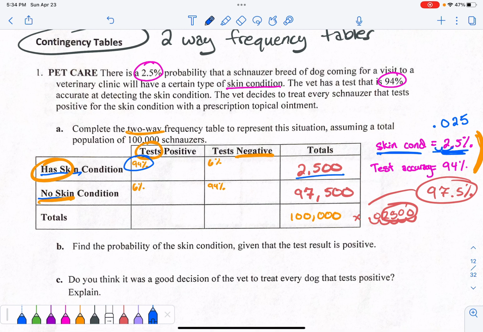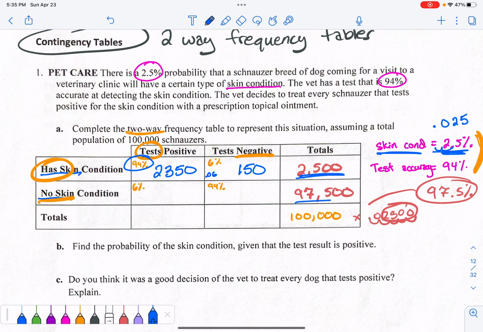Let me do that real quick. All right, so 0.94, I'm figuring out this number right here. 0.94 times 2,500, and it wouldn't be a bad idea for you to check this, is 2,350. Now, I can take 0.06 times 2,500, or I could just subtract these two, whatever you want to do, it doesn't matter. This would be 150. So out of these 2,500, 150 are testing negative, and 2,350 are testing positive.